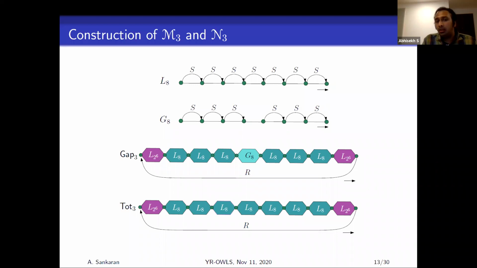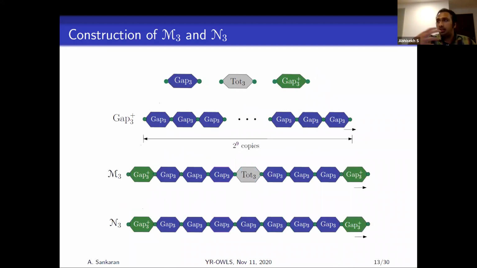And gap is obtained by taking this. You have 7 copies of L8 in the middle, and you just replace the middle copy with G8. That gives you gap 3. So that's Taut 3 and gap 3, these are the 2 structures that are constructed as shown.